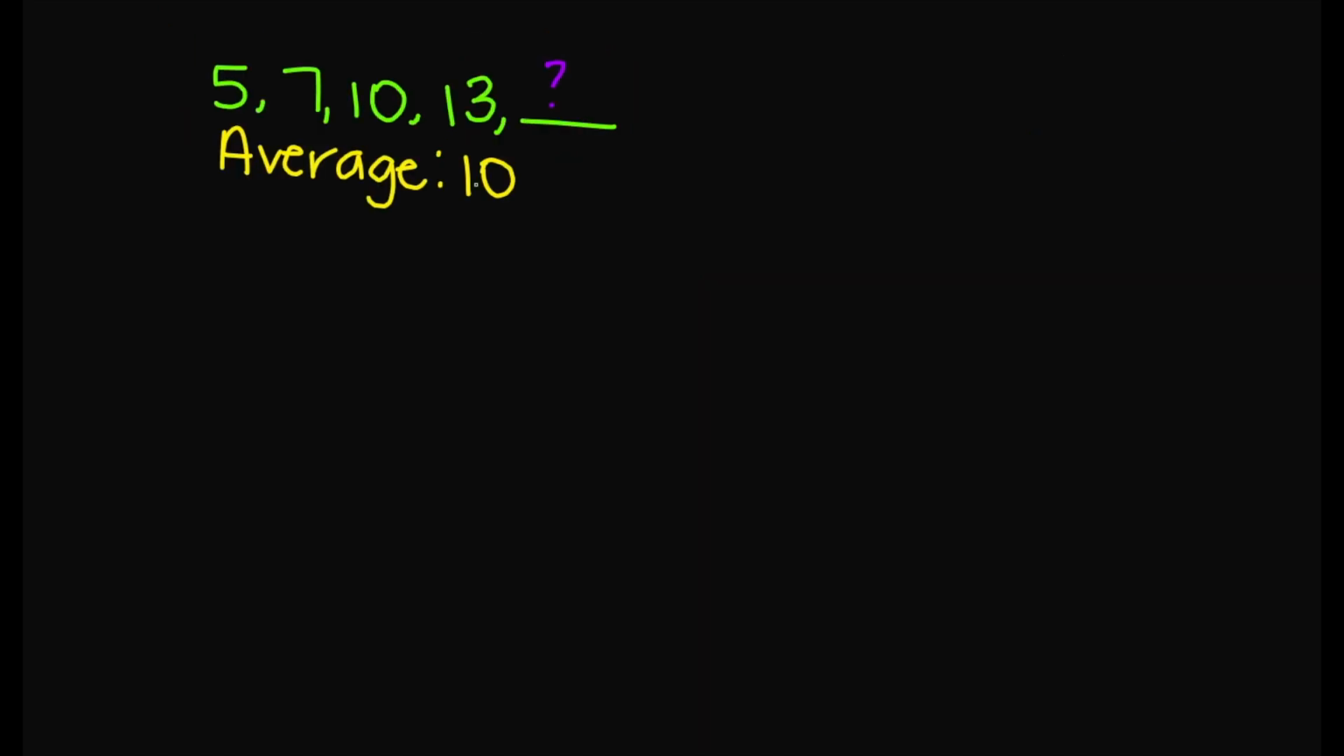Let's look at this example here. So let's say we have 5, 7, 10, 13, and we have a missing value that we need to find. And my average for this data set is the number 10. So we're going to add all of our numbers. We have 5 plus 7 plus 10 plus 13 plus x, which is going to be our variable that we are trying to find. This is going to equal the average of 10.